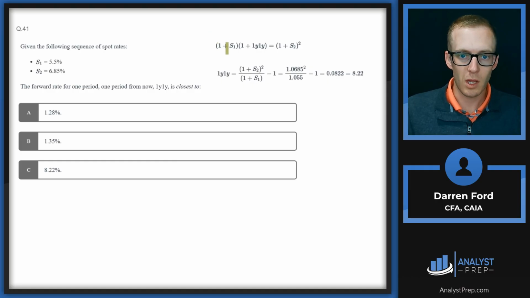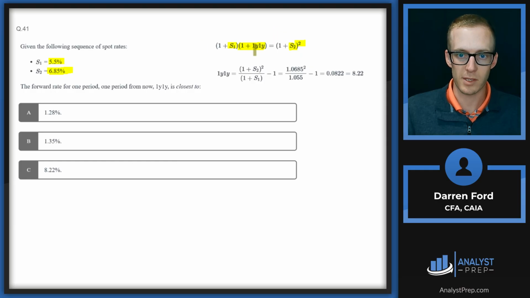So 1 plus spot 1, which is 5.5%. We're going to multiply that by 1 plus our 1 year forward rate. And then we're going to solve this since this equals 1 plus spot 2 squared. So spot 2 is going to be the 6.85%. So we're going to plug 5.5 in here, 6.85 in here, and then we're solving.